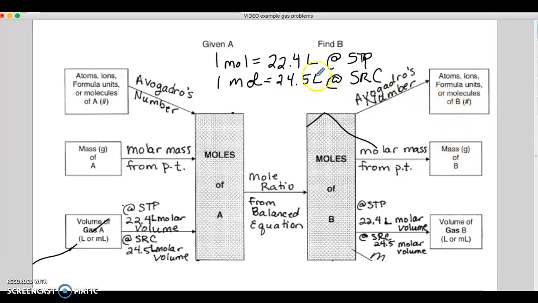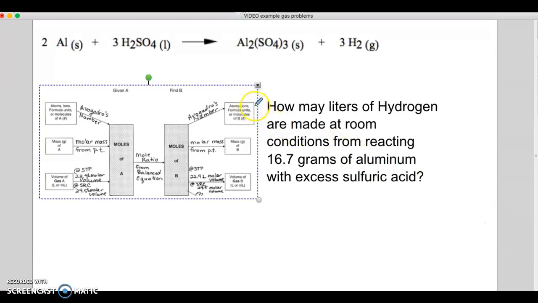So we can write these as conversion factors and use them in this part of any stoichiometry problem. So I wanted to show you two examples that are related to the worksheet that you're going to do.